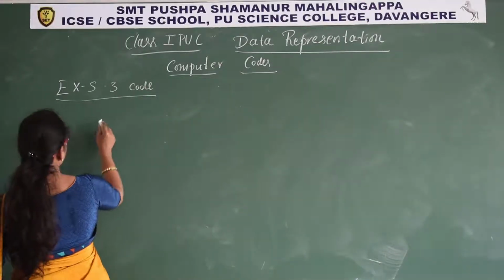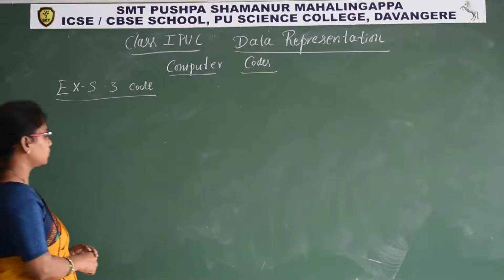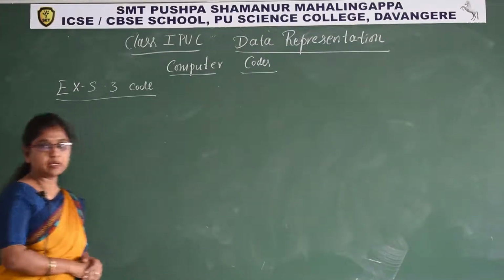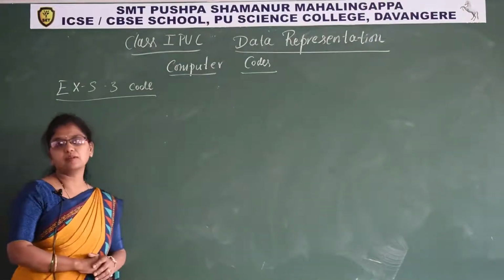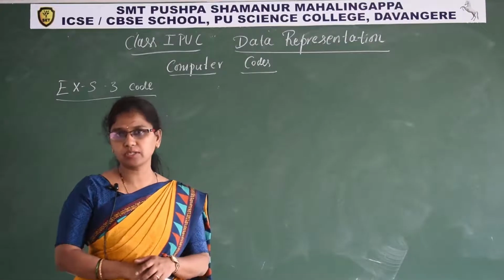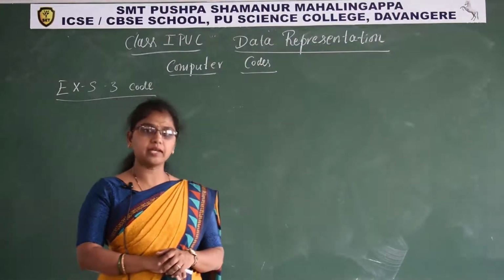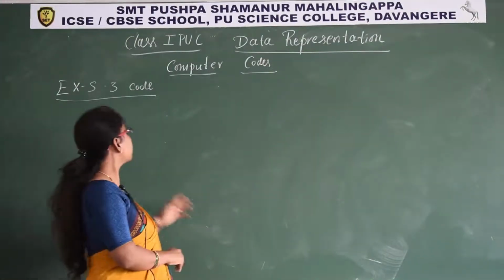See here, X3 code: how to code a number or a character in X3 code. It is a coding system in which first we write the 4-bit binary code of each digit, and we have to add binary 3 to each digit. That gives the X3 code.